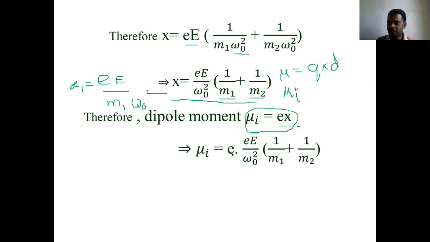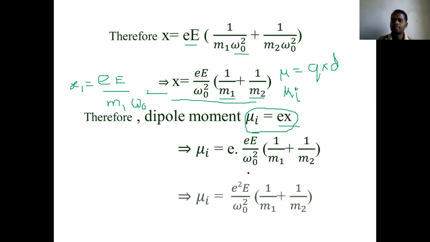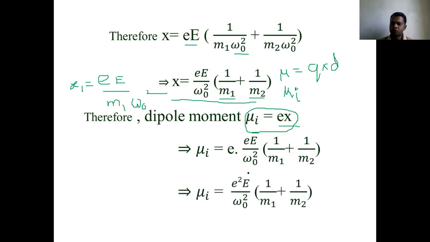So e into x is small e into capital E by omega naught square into 1 by m1 plus 1 by m2. Now mu I is equal to small e square into capital E by omega naught square into 1 by m1 plus 1 by m2. Are you understood?